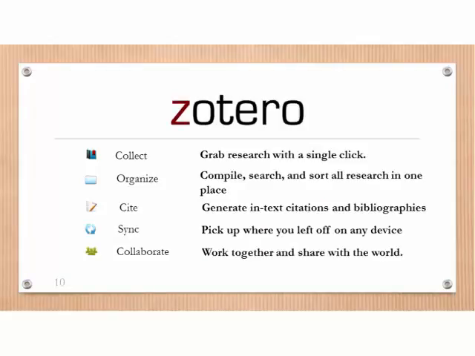So Zotero is going to collect the information. You can grab research, articles, all sorts of sources with a single click. You're going to be able to organize, compile, search, and sort all research in one place. It is very easy to create works cited, lists of references, and generate in-text citations and bibliographies. You can pick up where you left off on any device. So it is not only downloaded onto your machine, but it is cloud-based as well. So you can sync that and your library is available to you anywhere you have the internet.